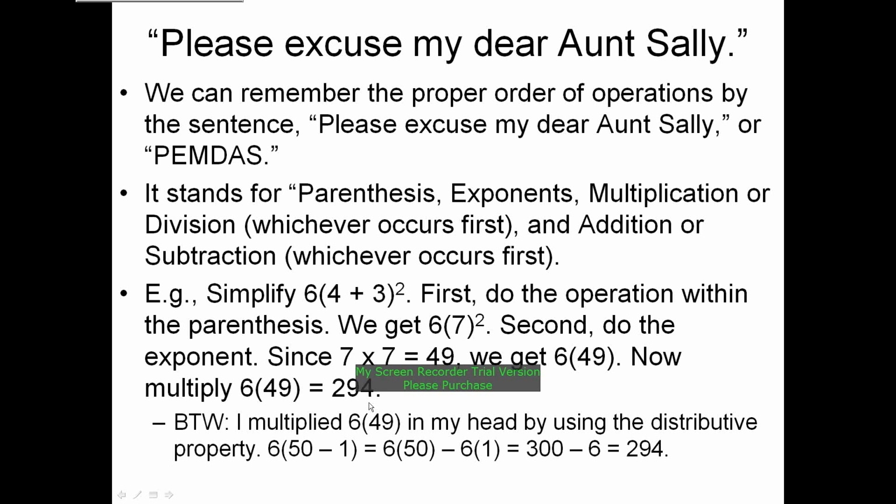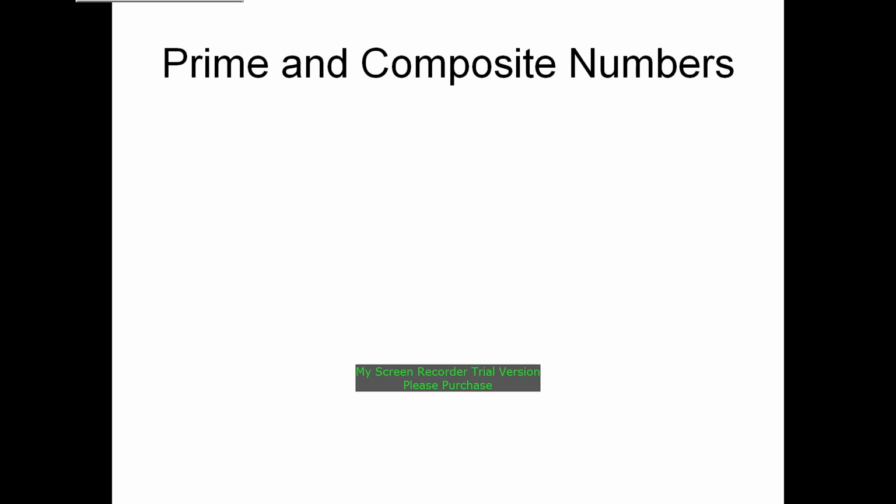6 times 49, by the way, you can do in your head pretty easily. Think of the distributive property. Think of 6 times 50 minus 1. 6 times 50 is 300. 6 times 1 is 6. 300 minus 6 is 294.